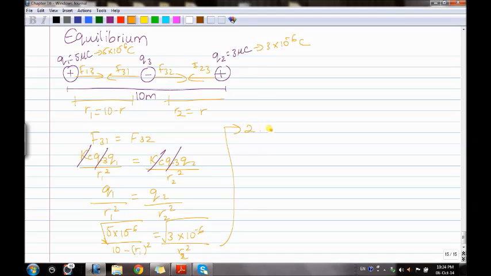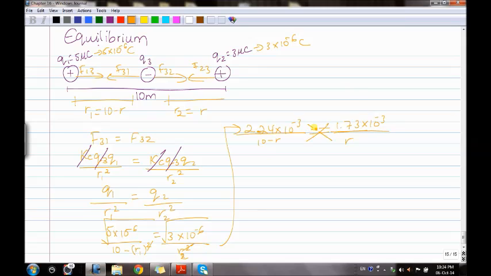So here it would be 2.24 times 10 to the power of negative 3 over 10 minus R. So we could cancel out the radical, this cancels out. So here it would be just R, and here it would be 1.73 times 10 to the power of negative 3.